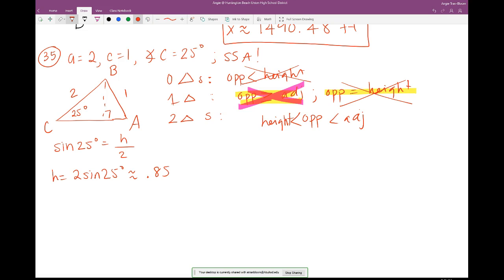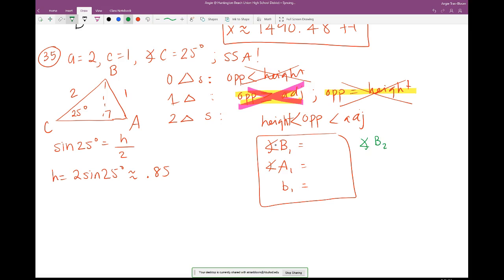So let's find the first one exactly the way it looks. So we are missing angle B. So now let's call it B subscript 1, angle A subscript 1, and then leg B subscript 1. So let's box that up right there. Then that means you're also going to be missing the subscript 2, okay? B subscript 2, angle A subscript 2, and leg B subscript 2. So the first one is exactly the way that we have drawn it out.